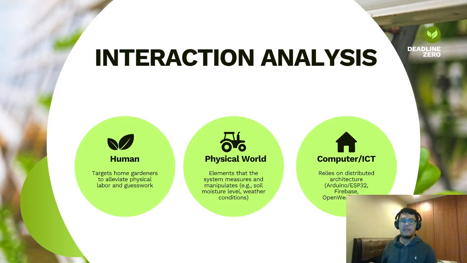The second one is with the physical world, and these are the elements that the system measures and manipulates. For example, the soil moisture level, or the weather conditions. And the third one is computer or ICT, and this is the digital ecosystem where data processing and storage occur. And again, this relies on that distributed architecture that I already explained earlier. And that's it for my part.